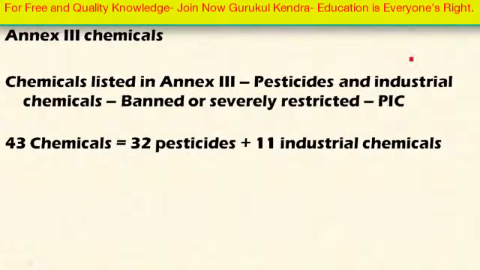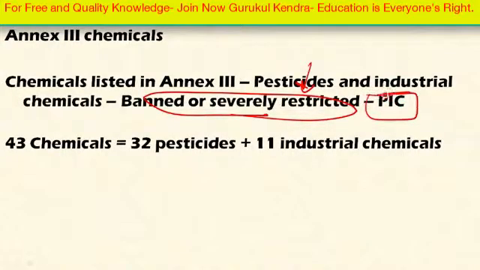And the convention has Annex III, under which various chemicals are listed. This Annex III includes both pesticides and industrial chemicals, and these chemicals are banned or severely restricted by two or more member countries to the convention. So these banned or severely restricted chemicals, before being involved in international trade, must get the prior informed consent from the member countries, so that information exchange is made between the countries while dealing with these chemicals.